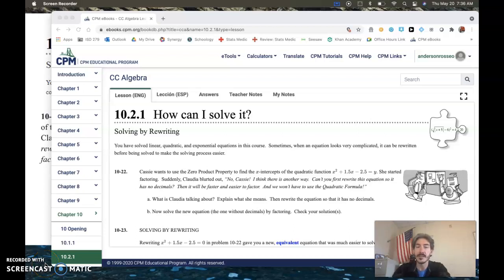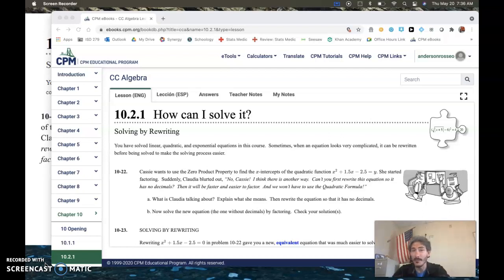Today we're going to look at section 10.2.1 from our CPM Common Core Algebra book, and our goal today is to look at doing some rewriting for the purposes of making problem solving easier. You can see that I've got section 10.2.1 pulled up, and we've already talked about solving linear, quadratic, and exponential equations in this course. We've used several different methods for doing so.